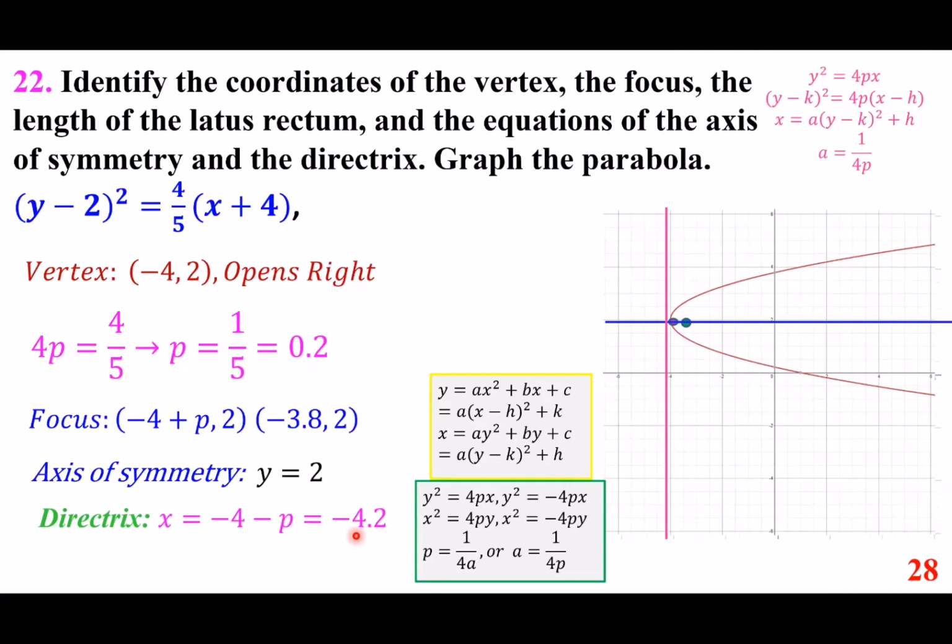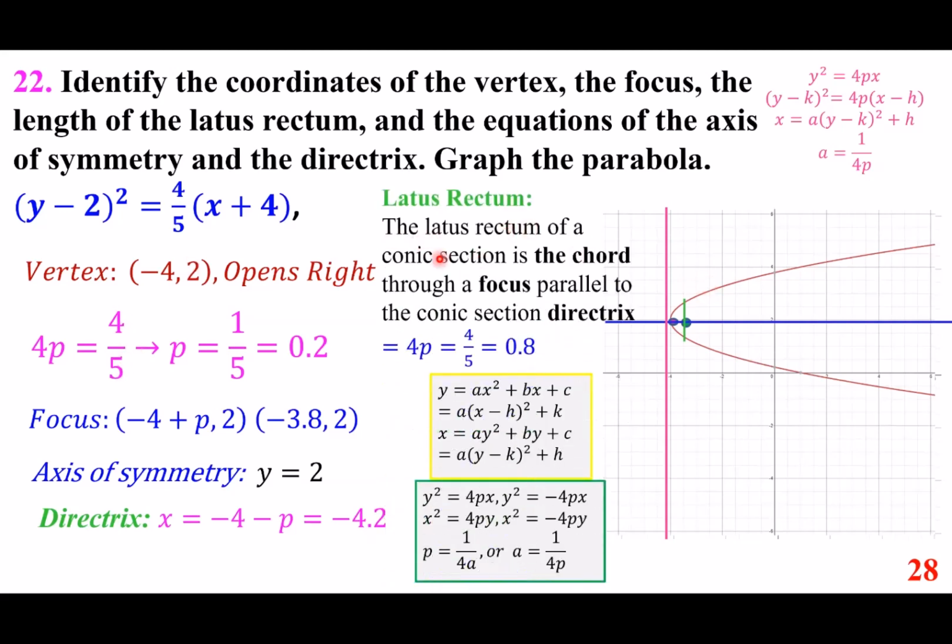Now, the latus rectum is this distance, and it's 4 times p. And 4 times p, we already know is 4/5. So the latus rectum of a conic section is the chord through a focus parallel to the conic section directrix, and we know it to be 4/5. So we have all the questions answered. The best course of action is to have a rough sketch before you calculate the location of everything else. It makes it a tad easier to see that the focus is to the right, the directrix is to the left of the vertex, and it makes life easy.